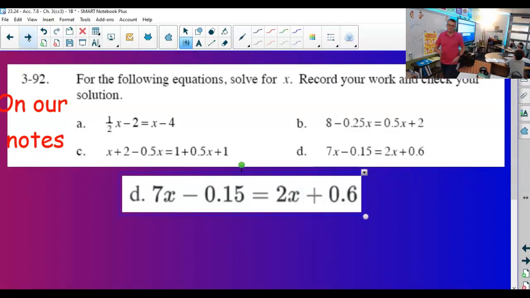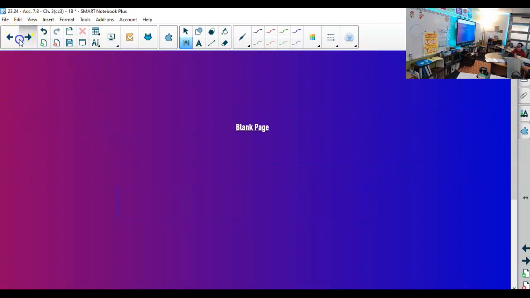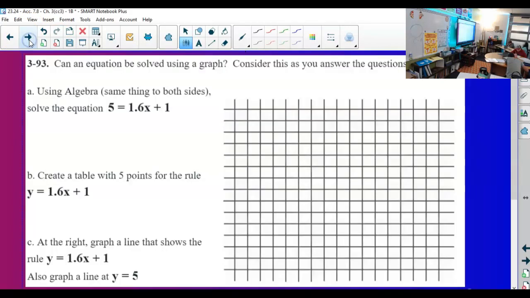Alright, so there's more that we could practice. We could move on to D if we want. But I want to try something different. Let's move on to 93. I want to try this.